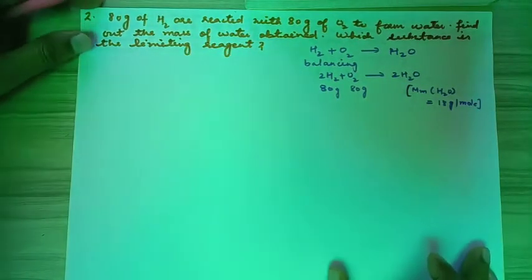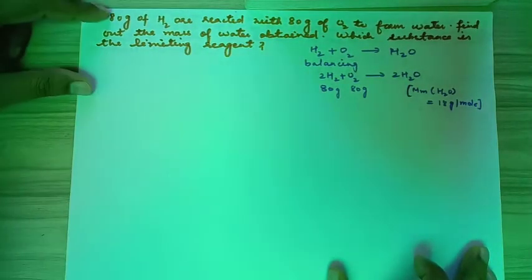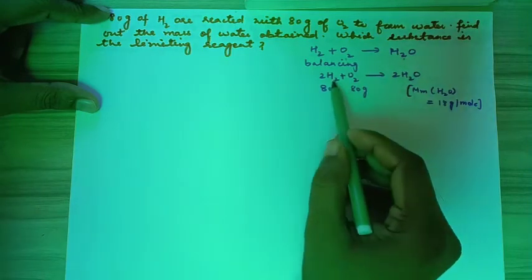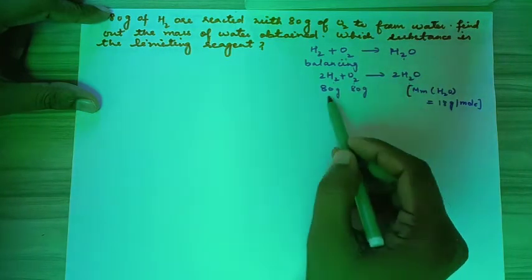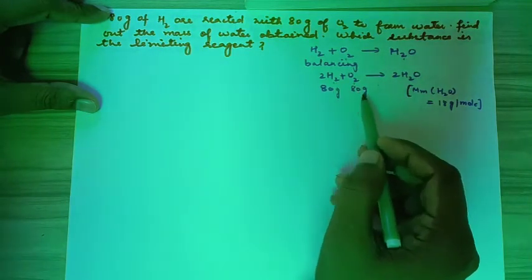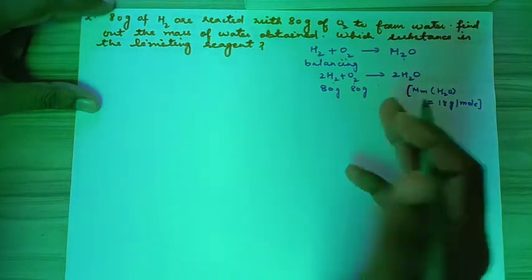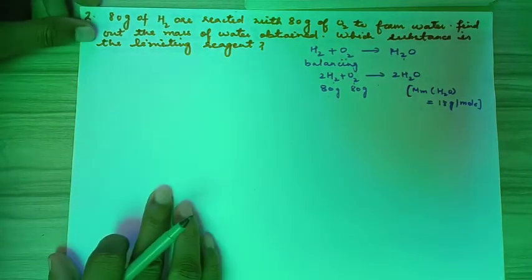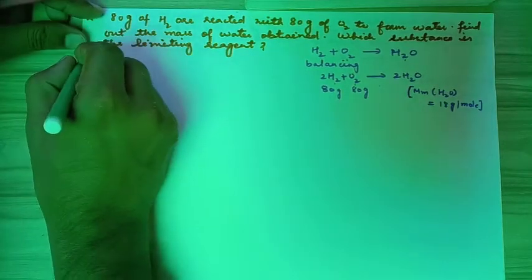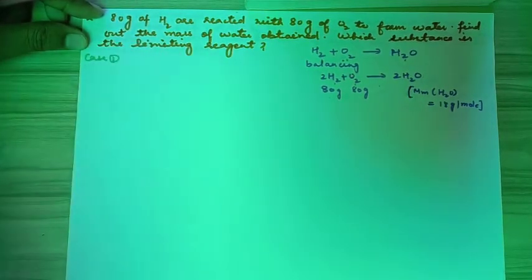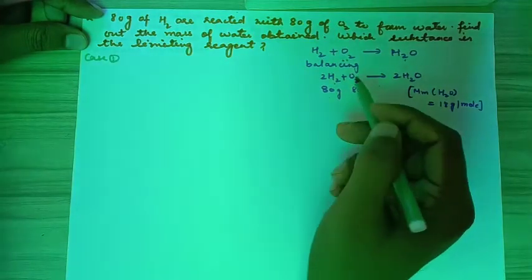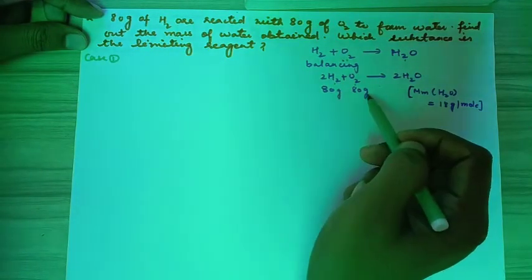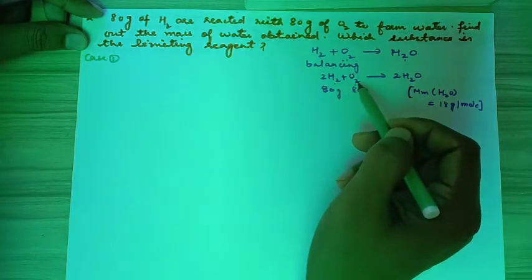So here is our question number 2. Here S2 reacts with O2 to give S2O. On balancing we'll get 2S2 plus O2 gives 2S2O. So 80 gram of S2 is given and 80 gram of O2 is given. Now we have to follow the same procedure as we have done in question number 1. So that will be case 1, and we'll be obtaining the number of moles from 80 gram and 80 gram of S2 and O2.